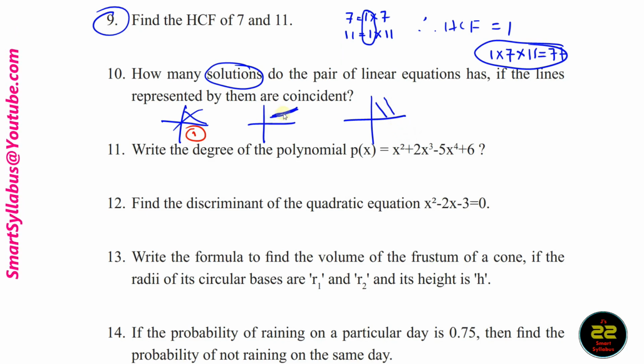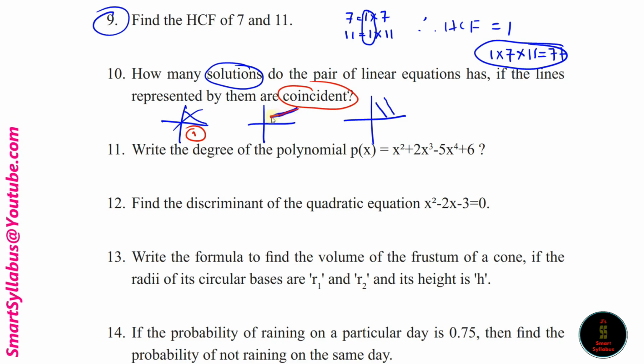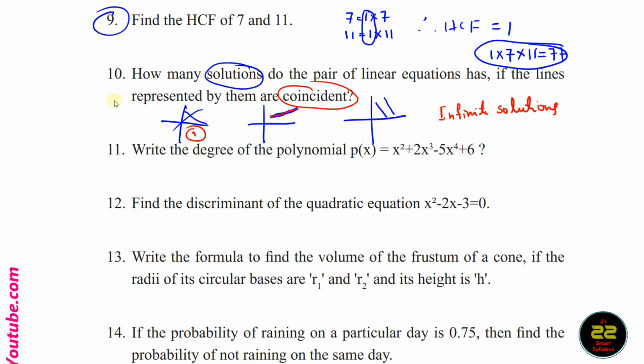But when the lines lie one above the other, what we call coincident. So if one line is above one more line like that, it means these two lines are touching one another at many points. Many points in the sense, definitely many solutions. That means the answer for the 10th question is infinite solutions. Just 2 words are required for this answer.